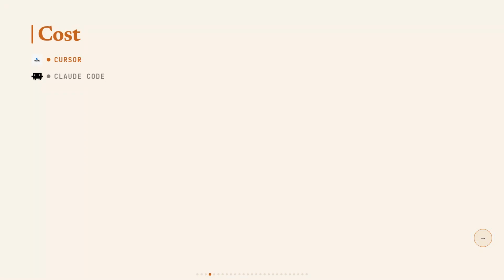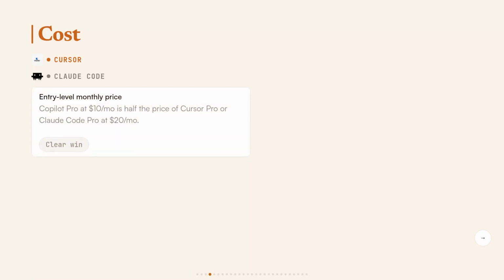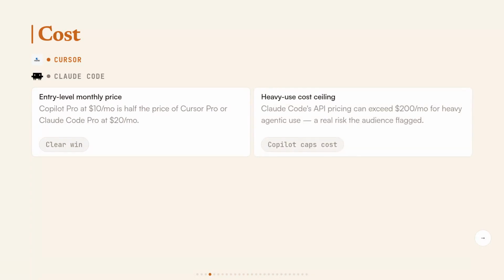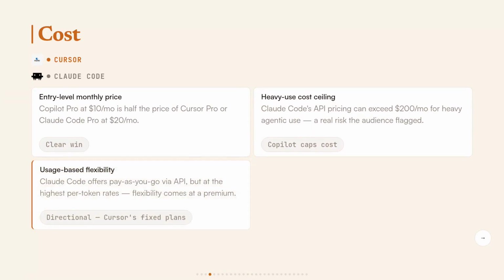I looked at entry-level pricing across all 3. Copilot Pro comes in at $10 a month. Cursor Pro and Claude Code Pro both land at $20. Go up a tier and Cursor's Ultra plan hits $200 a month, which is the priciest mid-tier option. Claude Code's API model on Sonnet 4.5 runs $3 per million input tokens and $15 per million output, so heavy agentic loops can run up real bills fast.